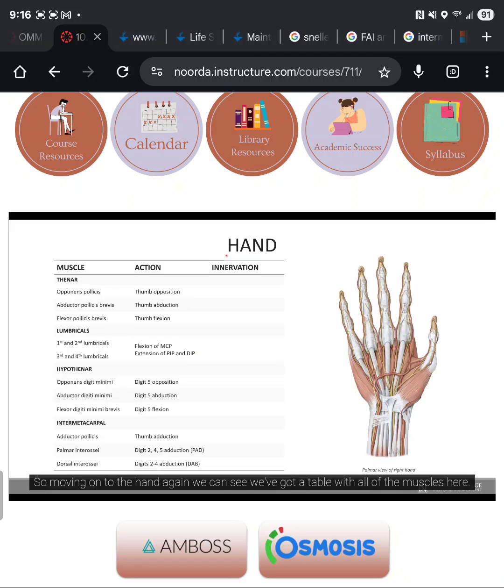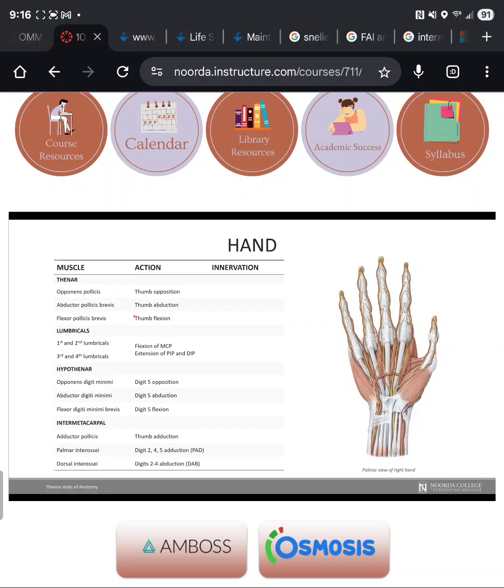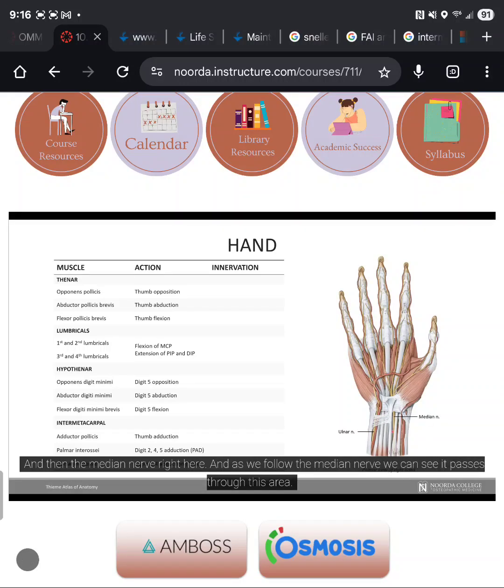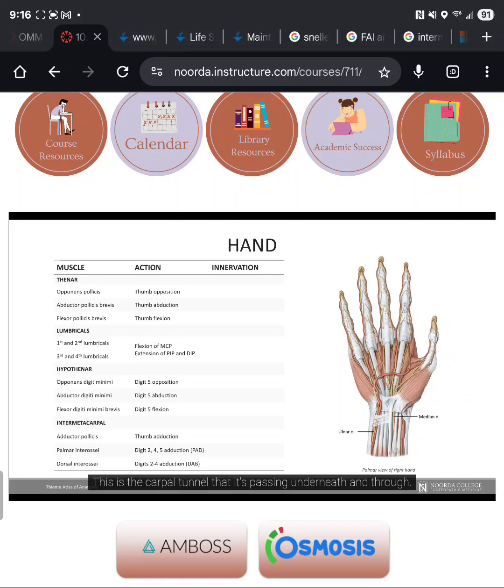So moving on to the hand, again we can see we've got a table with all of the muscles here, and again it's going to be the ulnar nerve and median nerve that are involved. Looking at this image of the hand, we've got the ulnar nerve here passing through, and then the median nerve right here. And as we follow the median nerve, we can see it passes through this area. This is the carpal tunnel that's passing underneath and through.